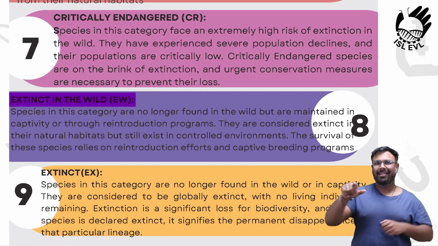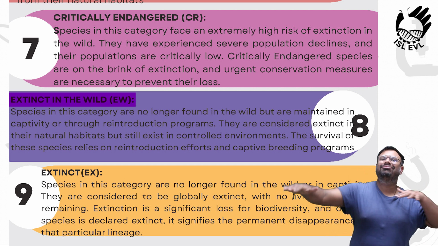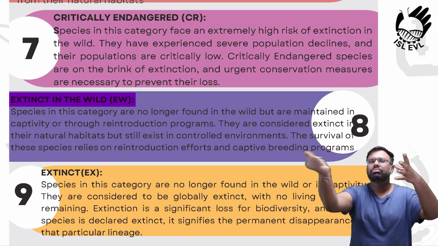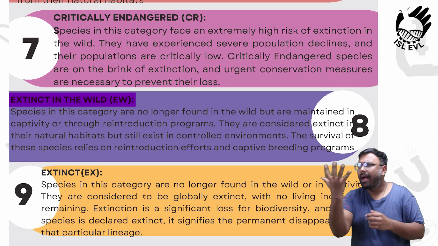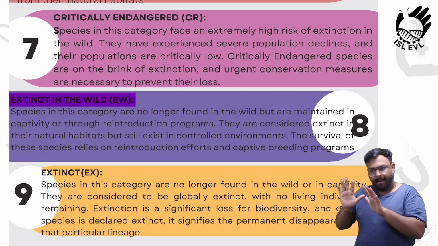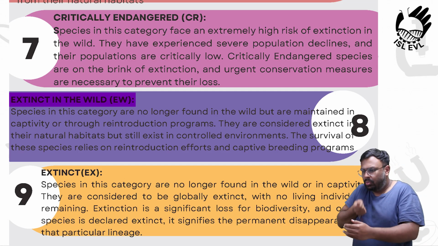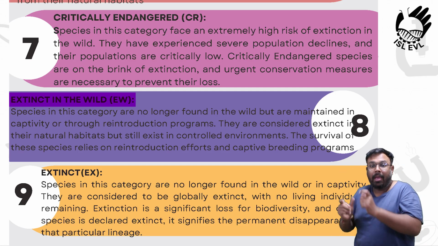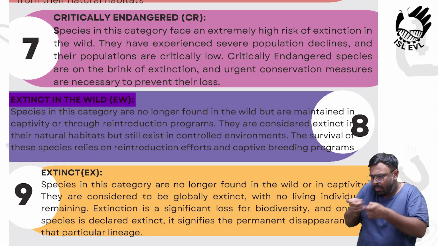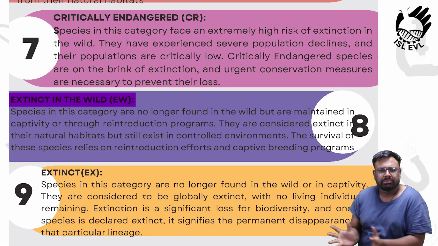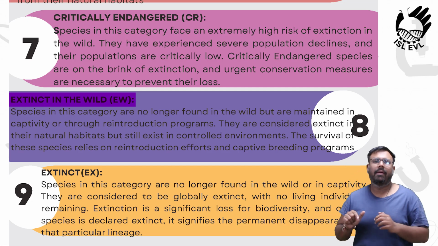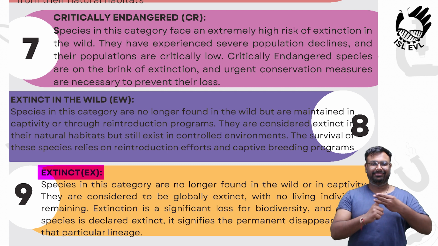Eighth, Extinct in the Wild, EW. Species in this category are no longer found in the wild but are maintained in captivity or through reintroduction programs. They are considered extinct in their natural habitats but still exist in controlled environments. The survival of these species relies on reintroduction efforts and captive breeding programs.